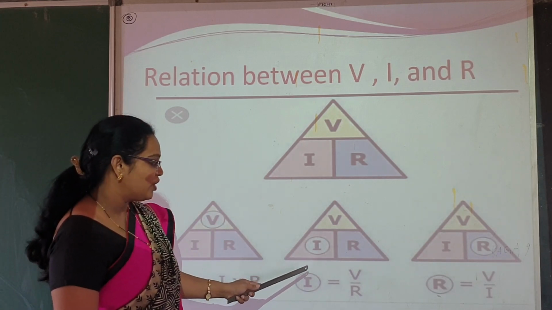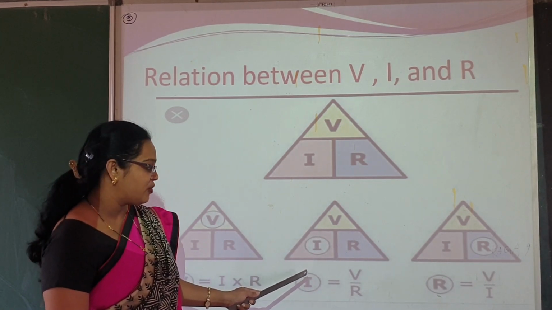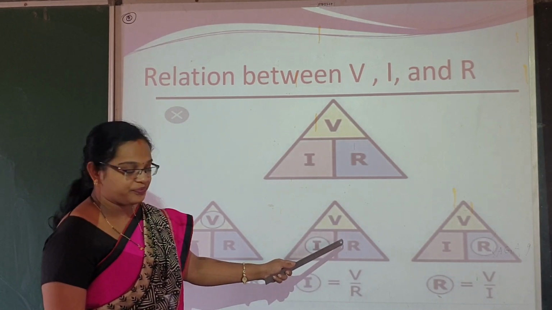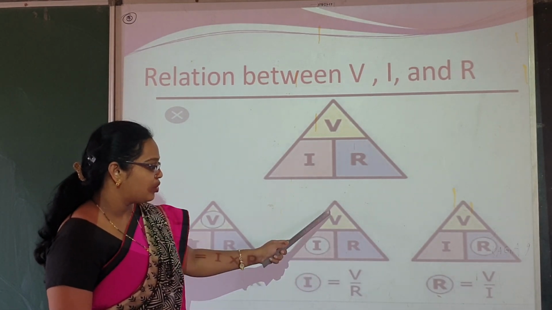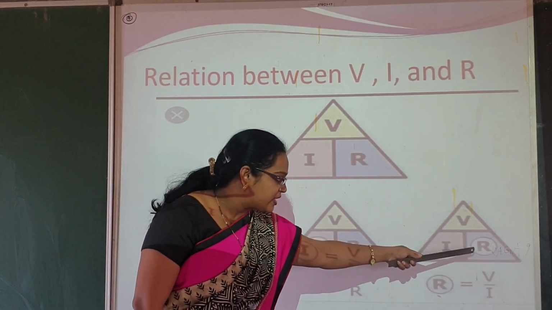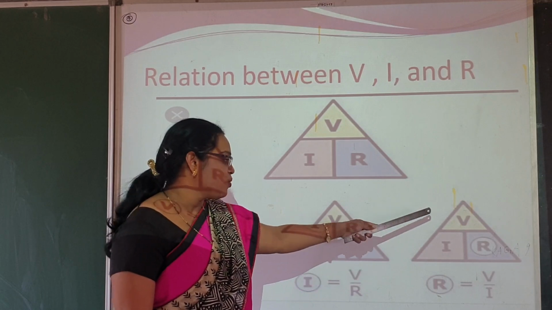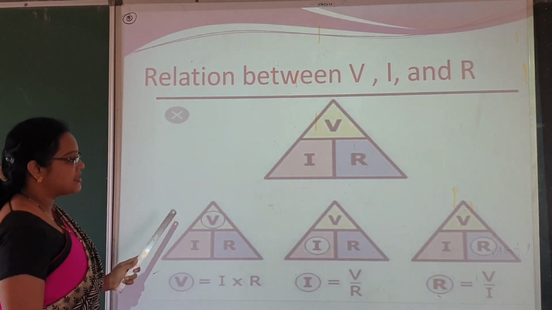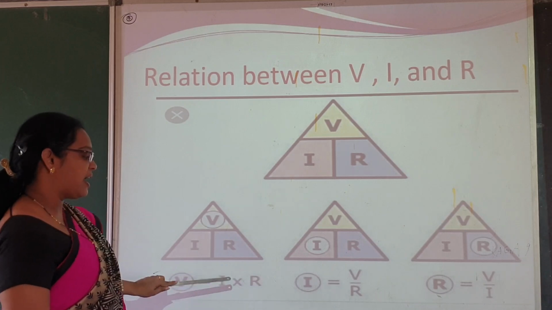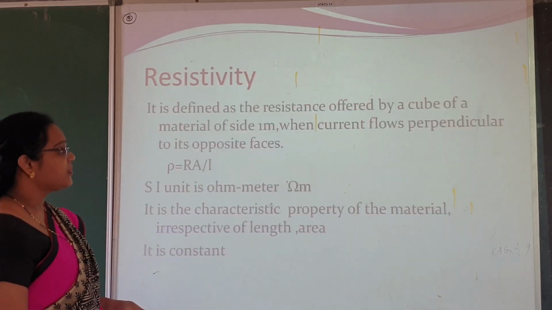Second formula, if you want to find the current I, I is equal to V by R. So current is equal to potential difference divided by resistance. Then if you want to find R, R is equal to V by I. So these are the three relations between V, I and R.